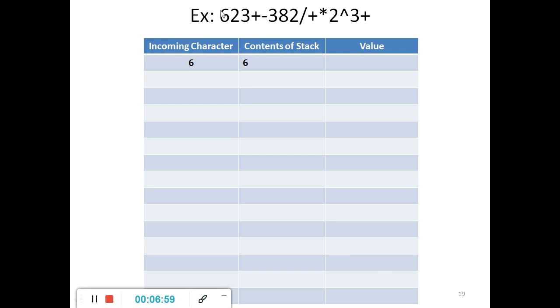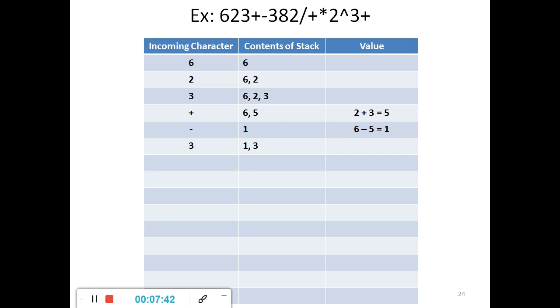Let us look at one more example. This is the given postfix form, and the numbers are 6, 2, 3, plus, minus, and so on and so forth. So please try to trace the execution of this postfix expression. 6, 2, 3 onto the stack. Incoming character is plus, so 2 and 3 are popped off, they're added together, and the answer is pushed back onto the stack. The new incoming character is minus operator, so 6 minus 5 is done, and the result is once again stored onto the stack.